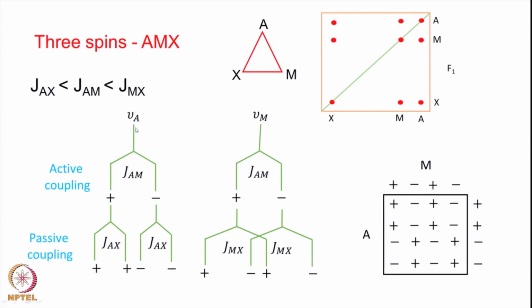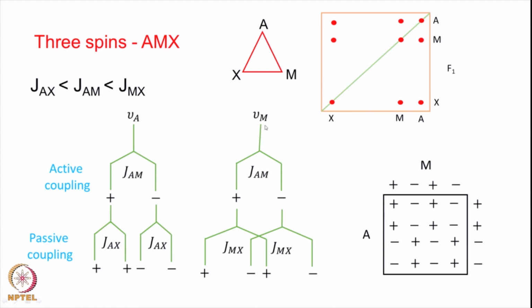Now let us start with the A spin. The A spin will produce a splitting due to the AM coupling, and which cross peak am I looking at? The AM cross peak I am looking at, that is, A is here and M is here. Therefore I am looking at this particular cross peak. Okay, so for this particular cross peak, let us look at the fine structure. The AM gives me plus minus splitting, and the AX coupling, which is smaller than the AM coupling, will therefore produce plus plus and minus minus.